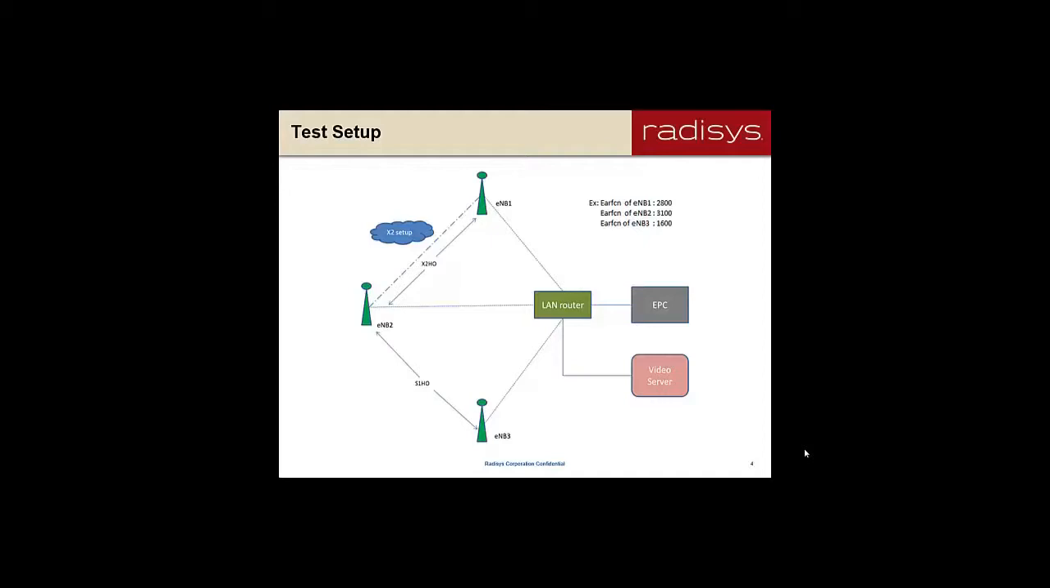This is how a typical handover setup looks like. We require at least two eNodeBs connected to an EPC via a LAN router and a user equipment which is mobile.